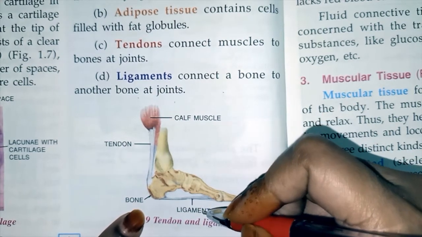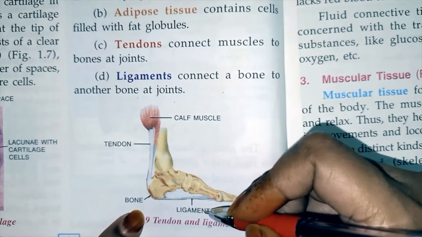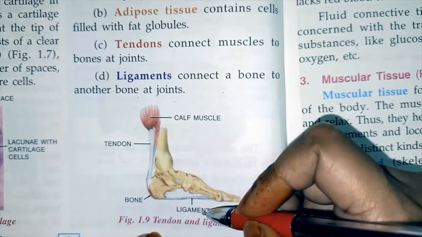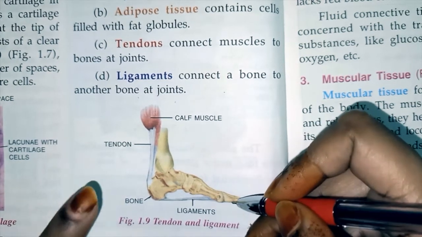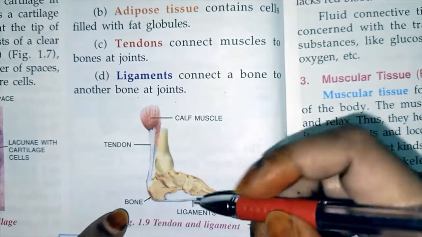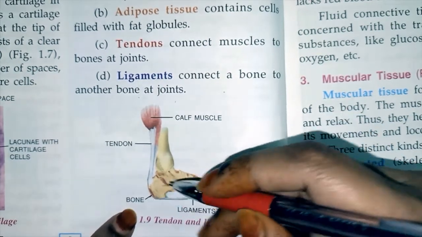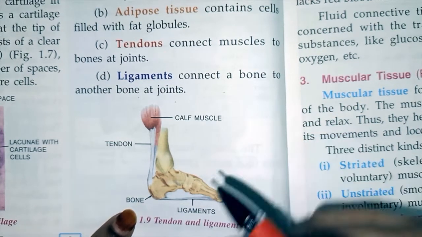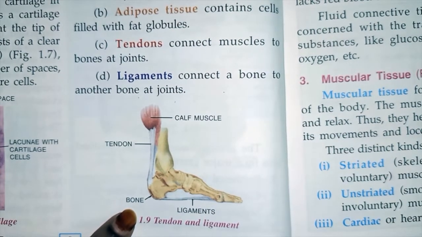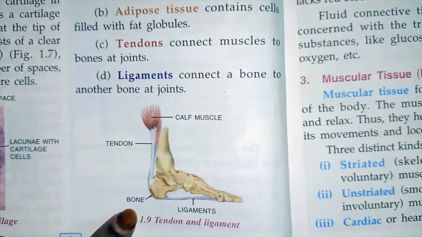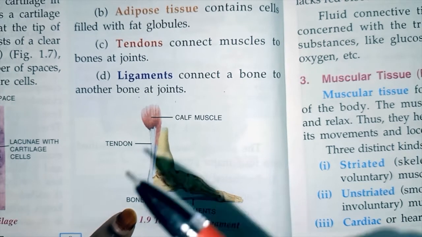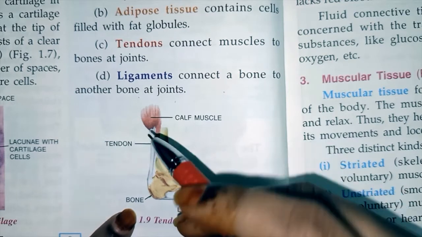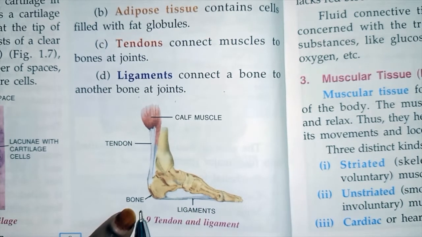Now ligaments, what is the function of ligaments? Ligament connects bone to another bone. See ligaments, there is a bone and this is also a bone. Now what is between these two? Ligaments. So this is the basic difference between tendons and ligaments and this is important. Tendon connects muscle to bone, and ligaments connect bone to bone.